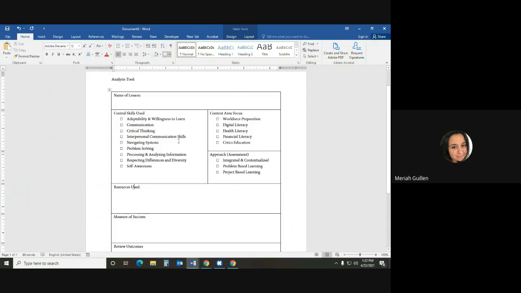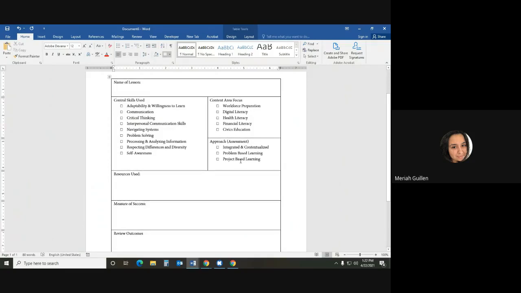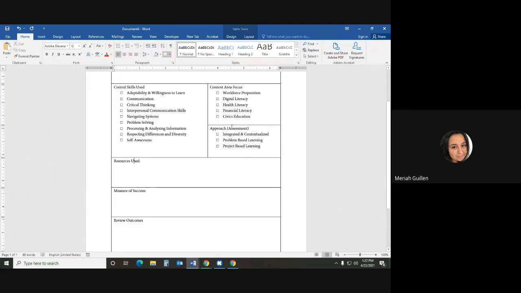So the name of the lesson, the central skills that are used, the content area, and then the approaches, or my assessments, because my assessments always tie back in some way. Most of mine, I like having project-based learnings. I like doing the problem-based learnings. All of those are fun. The integrated and contextualized, those are the easy, quick quizzes and whatnot. I do implement all of these things, but it's always easy to figure out those skills and the content areas in order to figure out your assessment. I've seen very few people who figure out their assessment and then work backwards. It's usually always a forward motion. So if you have all of these, it's easy to figure out which assessment you're going to use.